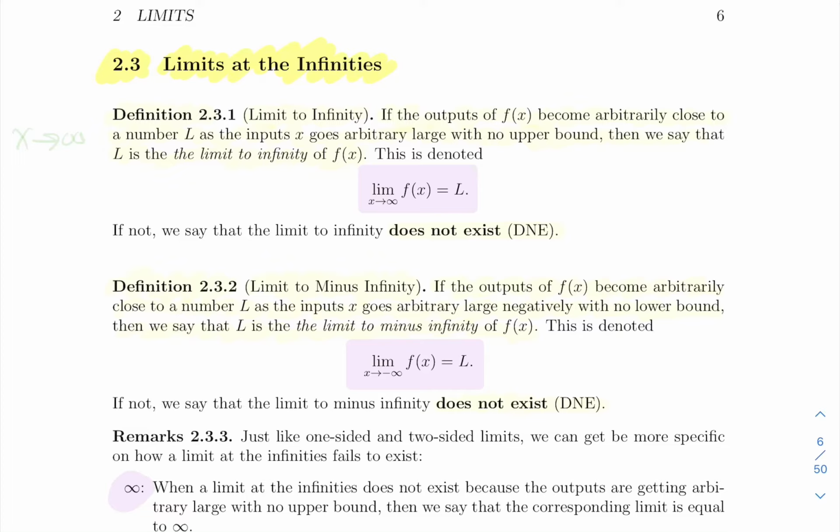So the next definition in 2.3, limits going to infinity. Here, the first definition is what is a limit to infinity? Well, the idea is that if the outputs of f are getting close to a number L, as the inputs get bigger and bigger with no upper bound, then we say that L is the limit to infinity of the function f of x, and the notation for that is lim as x goes to infinity of f of x is equal to L.